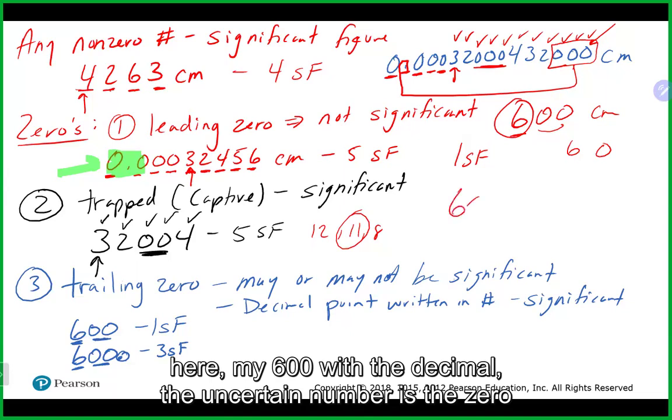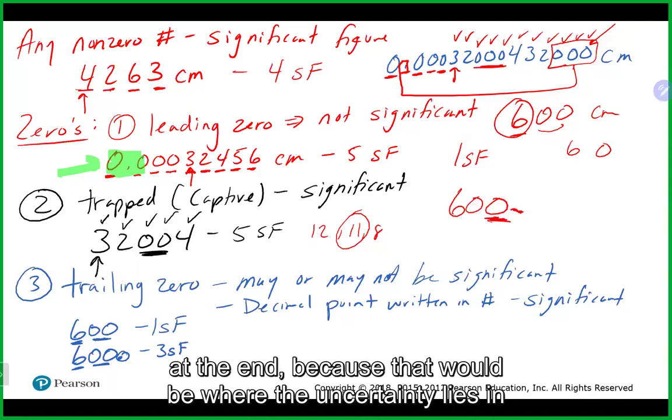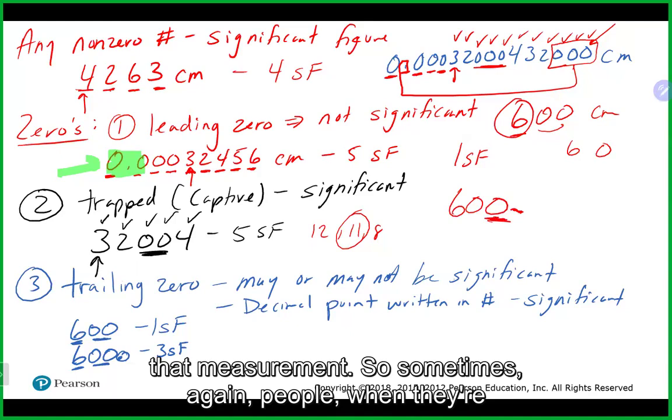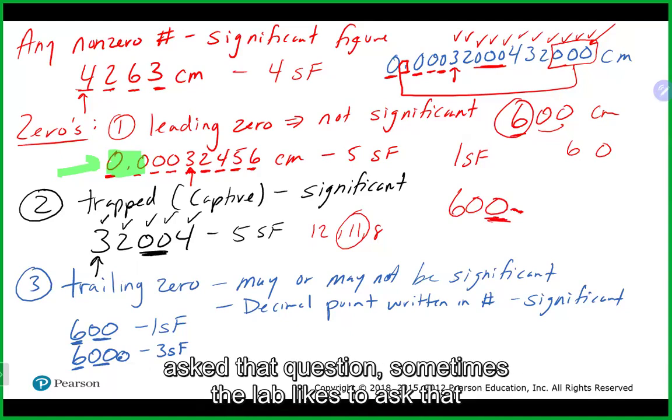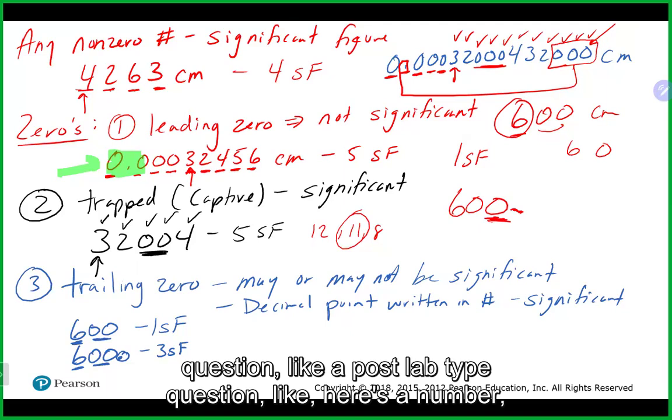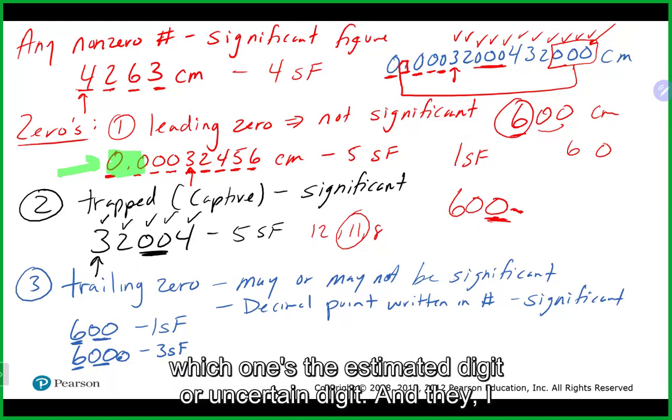Just like down here, with my 600 with the decimal, the uncertain number is the 0 at the end, because that is where the uncertainty lies in that measurement. Sometimes the lab likes to ask a post-lab type question, like, here's a number, which one is the estimated digit or uncertain digit?